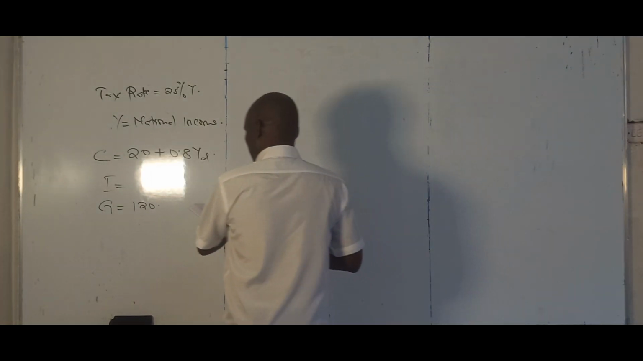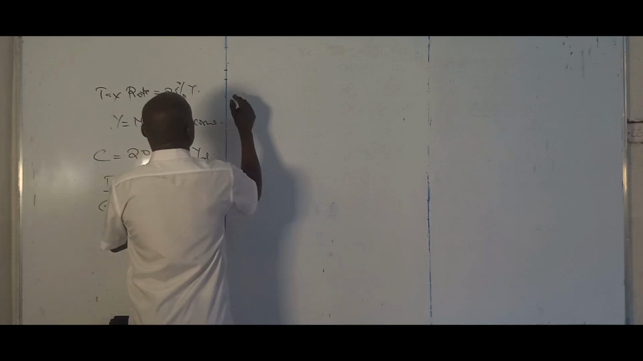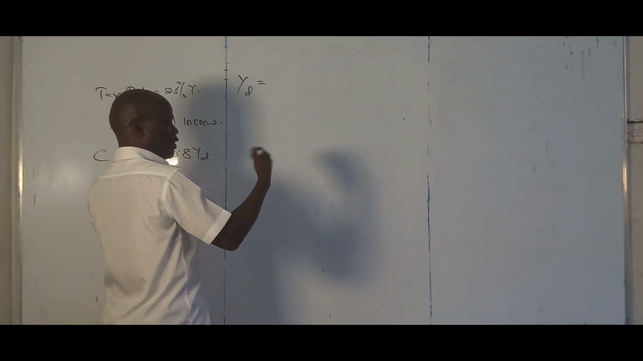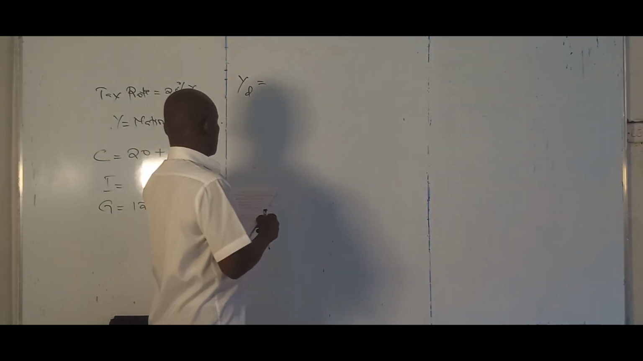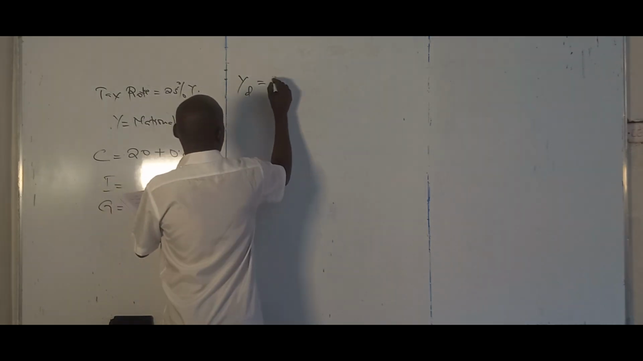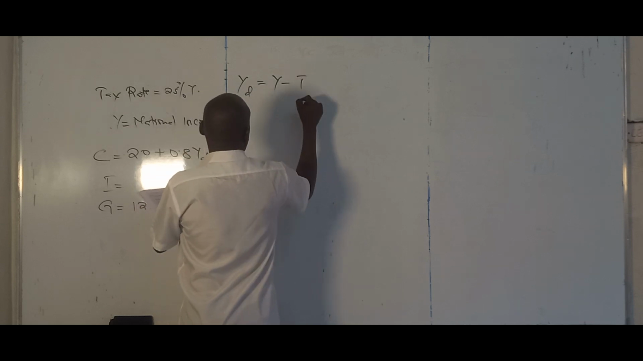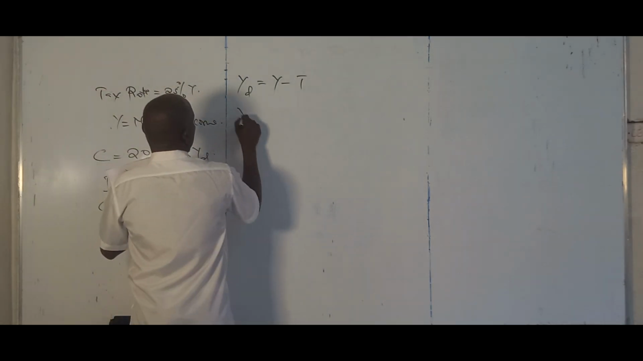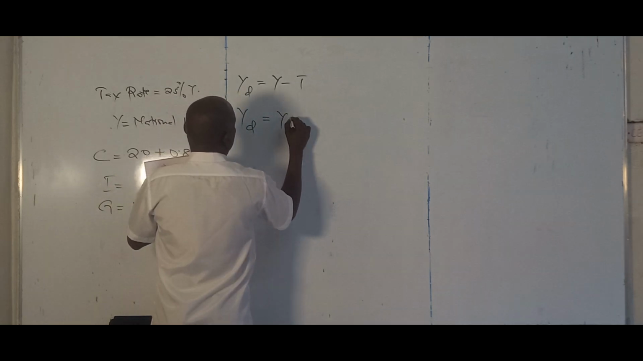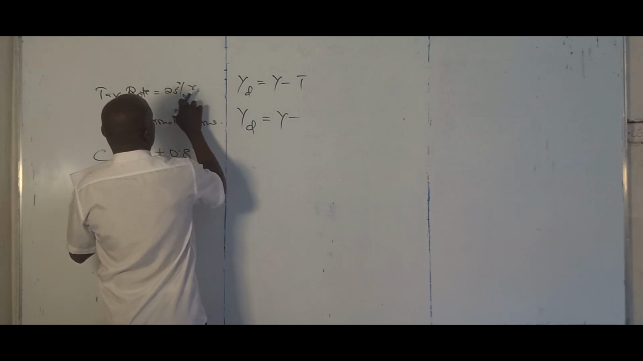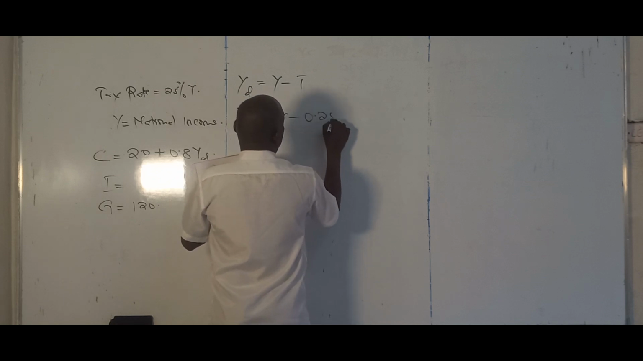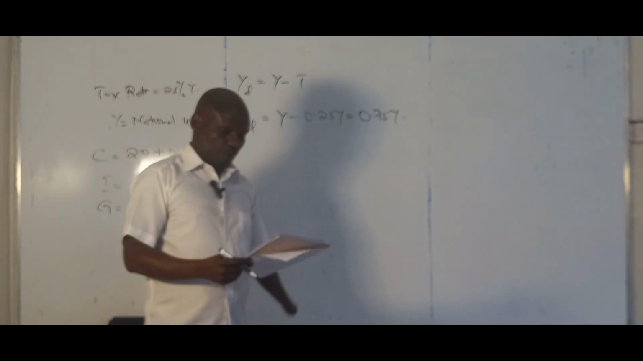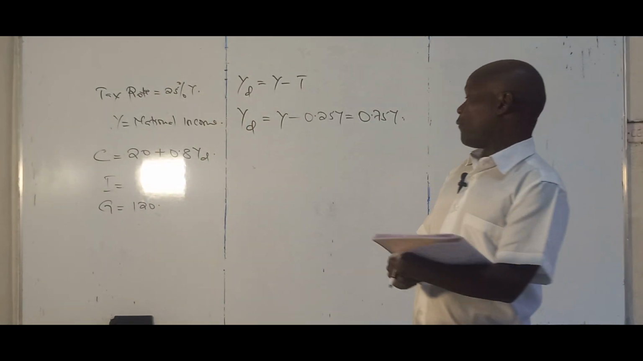And so in such an economy, we have disposable income given by national income minus the tax. That is Y minus, but what is the tax? Tax is 25% of Y, that is 0.25Y, implying that the disposable income is 0.75Y. So the disposable income is 0.75Y in a closed economy.